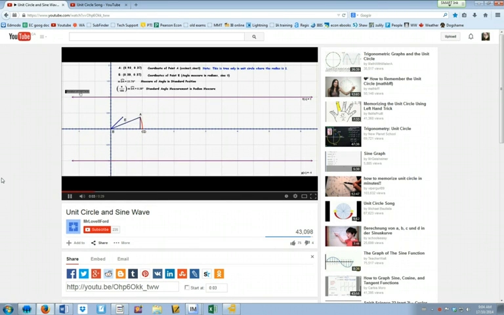So you're going to see the point going around the circle, and then it's drawing it in time onto the axes themselves. So there's the end of Q2. Now we're into Q3 and Q4.